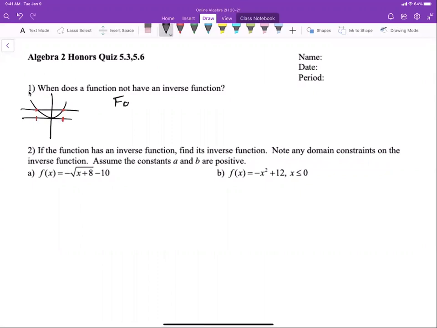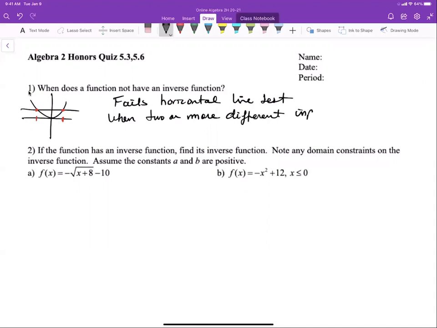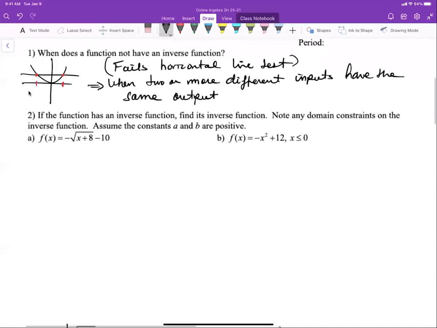So, fails the horizontal line test. And what that means is when two or more different inputs, x values, have the same output. Well, that's actually the best way to answer that question, but it fails a horizontal line test. But what that means is two or more inputs, x values, have the same output.